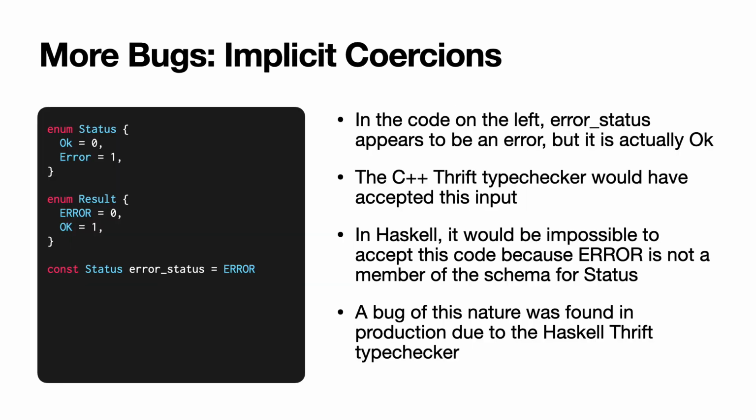Another bug that we found involved implicitly coercing values. The constant on the left appears to be defining an error state, but it's actually okay. The developer made this mistake because of subtly different capitalization between different enums. The C++ Thrift compiler had no problem with this code, whereas the Haskell Thrift compiler emitted a type error. In fact, it would have been impossible for the Haskell Thrift compiler to accept this code because there would be no way to construct a proper membership proof. Real production bugs of this nature were found because of the Haskell Thrift compiler.